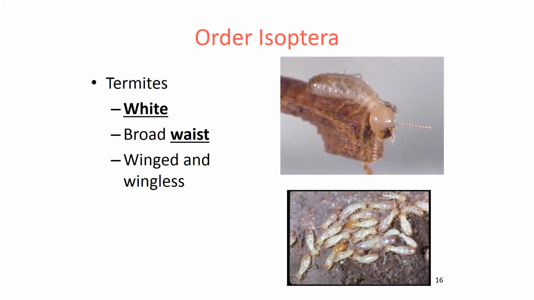Termites, order Isoptera. They are white. They have a broad waist, and they are winged. They have winged and wingless. They do have a caste system similar to bees, so there will be a queen termite. And these guys love to eat wood, so they are very destructive if they're in the wrong places.